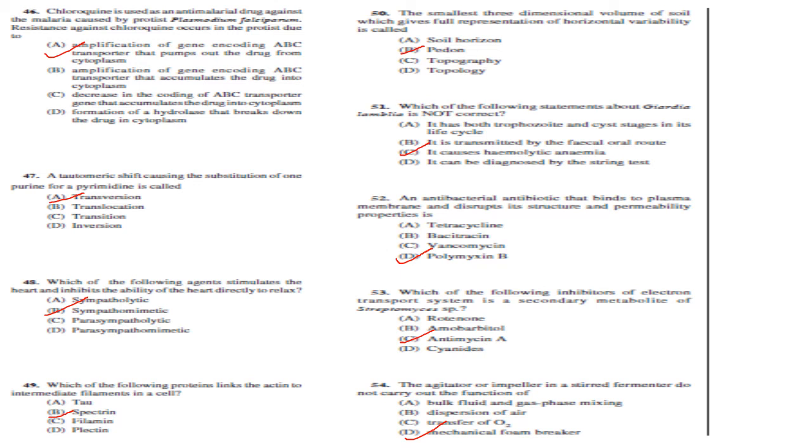Then which of the following statement about Giardia lamblia is not correct? So Giardia lamblia, it has both trophozoite and cyst stages in its life cycle.